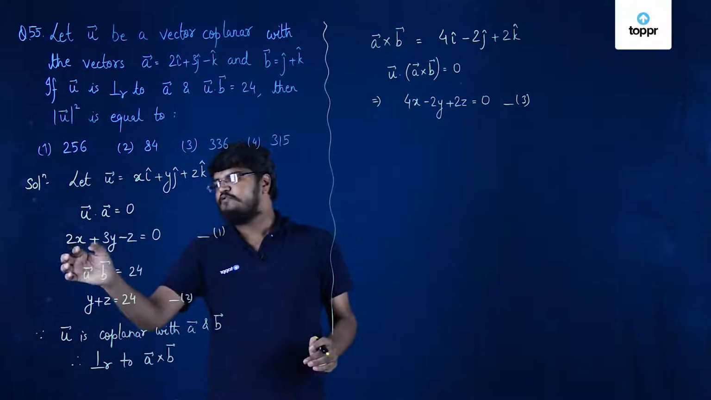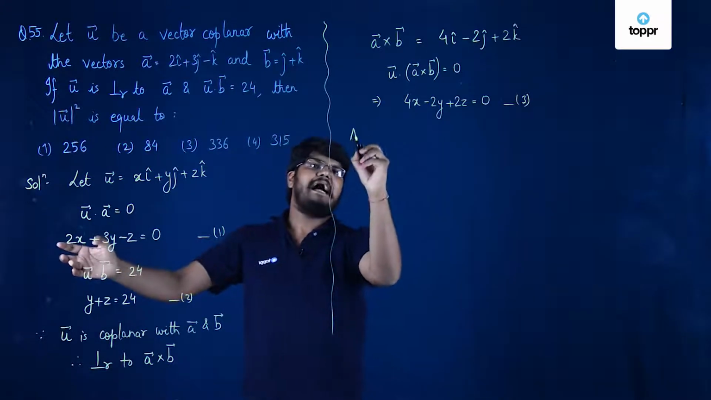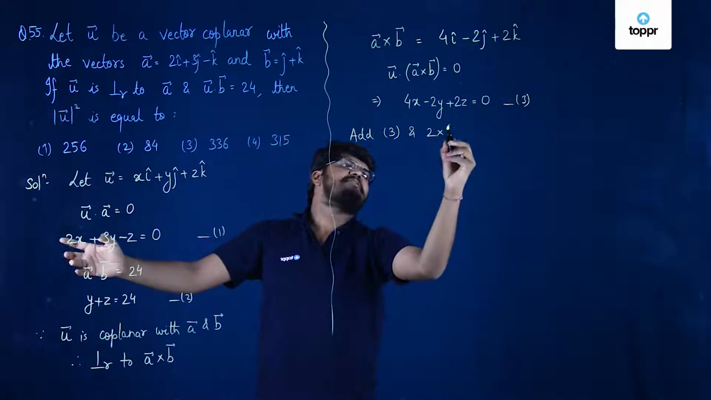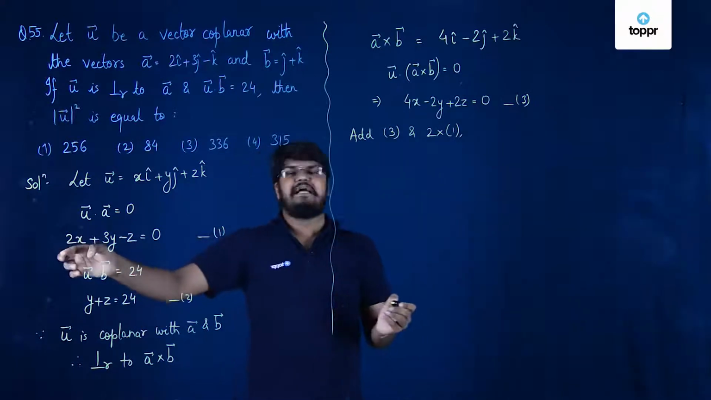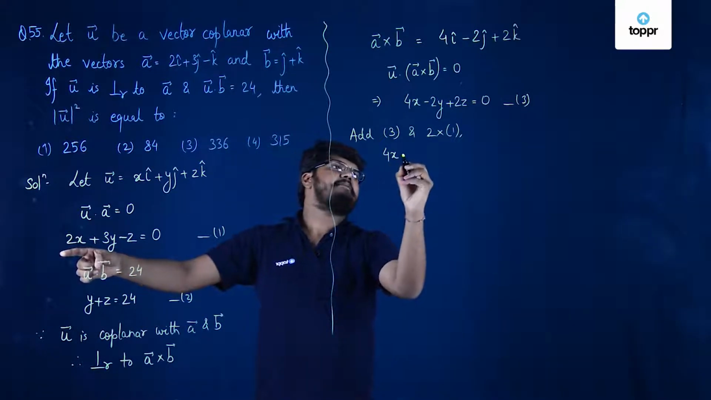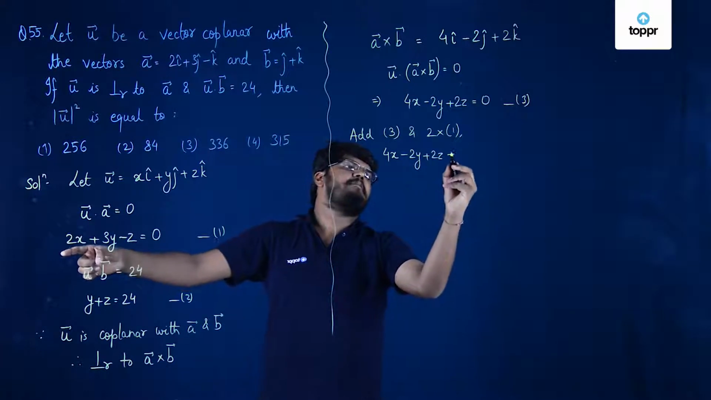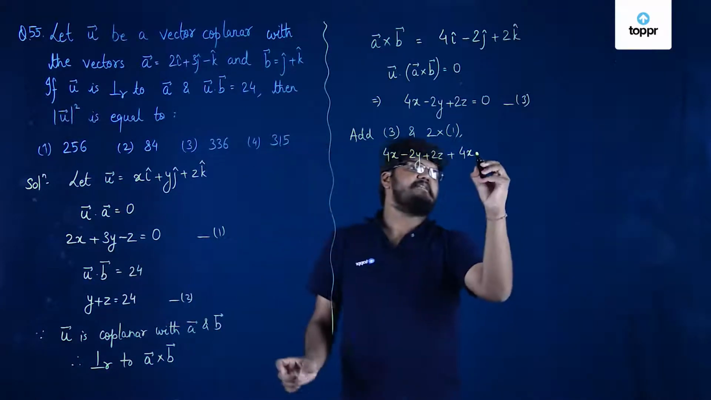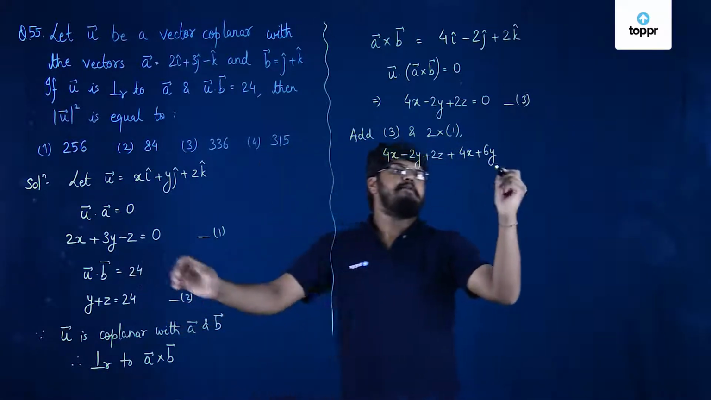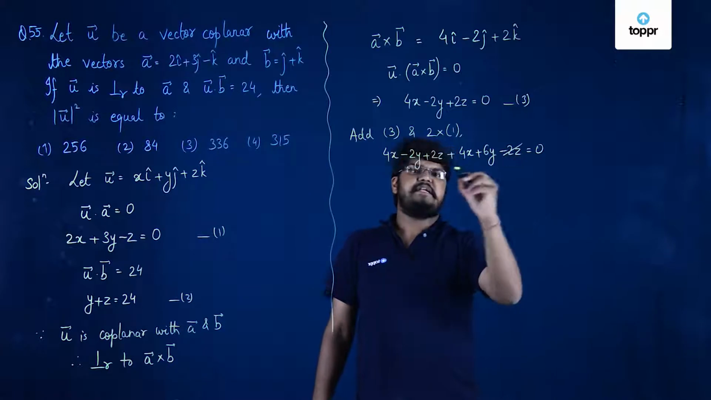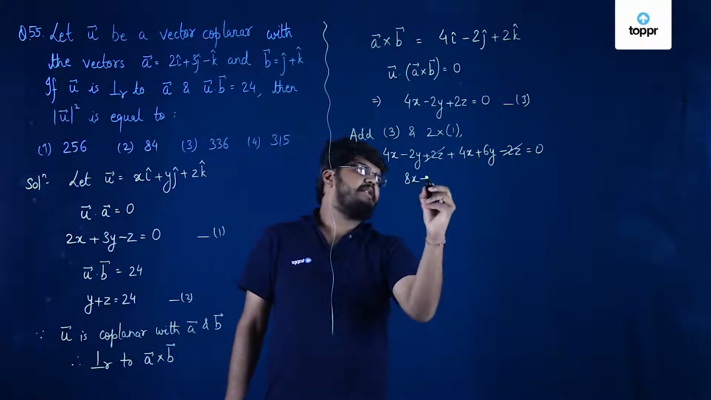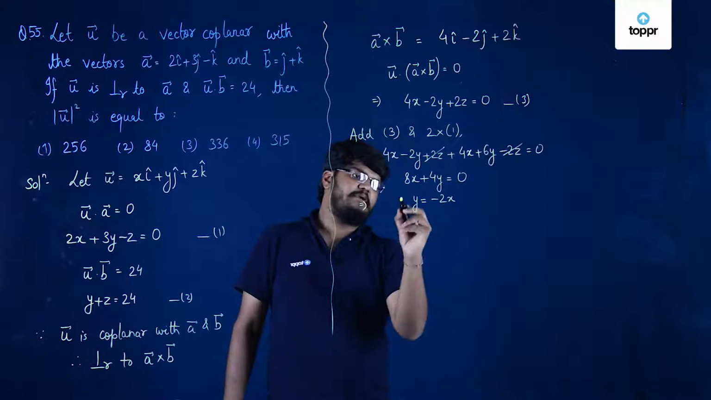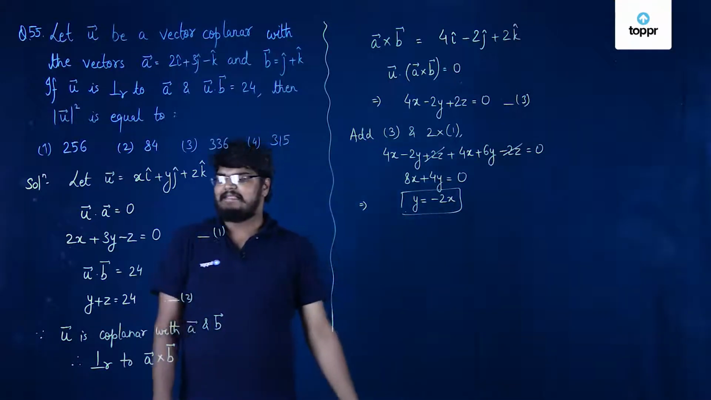What I am going to do is add equation 3 and 2 times equation 1. That gives 4x minus 2y plus 2z plus 2 times 2x, which is 4x, then 2 times 3y, which is plus 6y, and minus 2z, equal to 0. So 2z and 2z cancel, and we have 8x plus 4y equal to 0, which implies that y is equal to minus 2x.